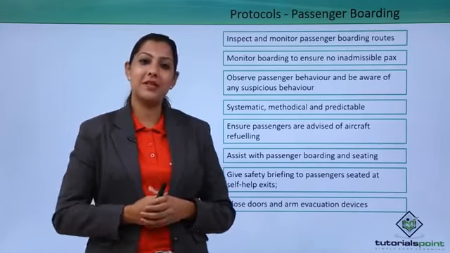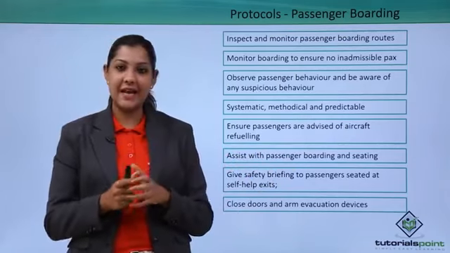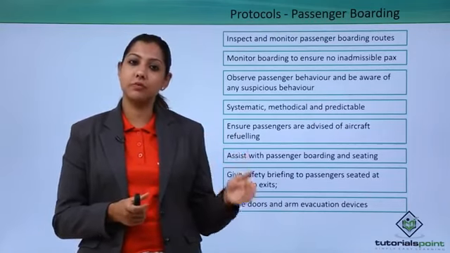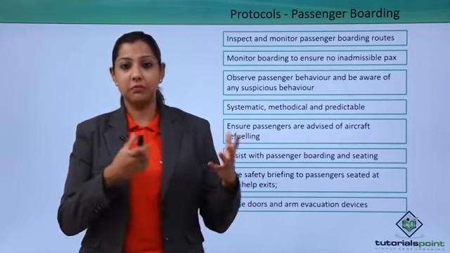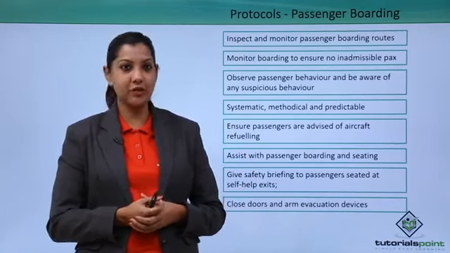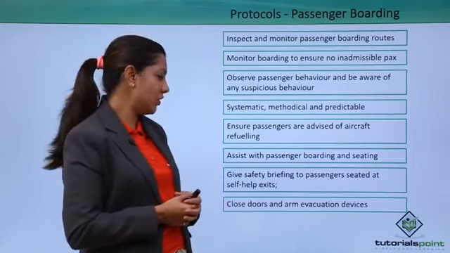So a cabin crew's duty is to help them out. Give safety briefings to the passengers seated at the emergency exit row area. So whoever is sitting at the wing exit needs to be briefed on how to open the exit in case of an evacuation or an emergency situation. So a crew needs to brief all of those passengers.